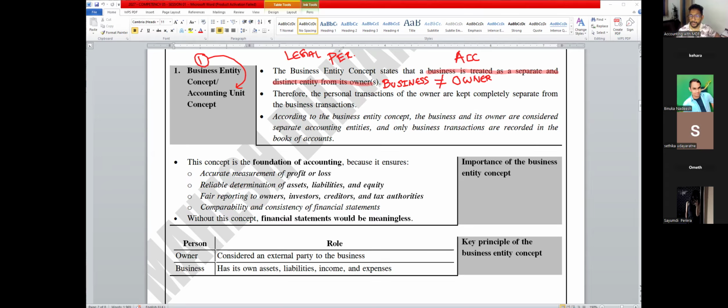But listen to me. The accounting unit concept is applied to every single business organization. I repeat, it is applied to sole proprietorships, partnerships, non-profit organizations, PLCs, every organization. This concept is applied. Okay, good. Therefore, look at the next one. Therefore, the personal transactions of the owner are kept completely separate from the business transactions. Something very powerful.